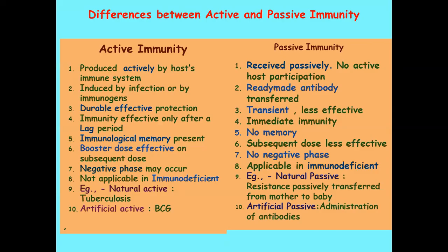Initially, we need to wait 1 or 2 days. After that only are we able to get that protection. A booster dose is effective, and a negative phase may occur, and it is not applicable if the patient is immunodeficient. It is suitable for naturally active, for example tuberculosis, and artificially active, for example BCG vaccine. Passive immunity is exactly the opposite of what we discussed for active immunity. It is received passively; we administer ready-made antibody. It is less effective, but it has advantages. Here immunity is immediate, but no memory cells will be produced, the subsequent dose is less effective, and there is no negative phase in passive immunity.